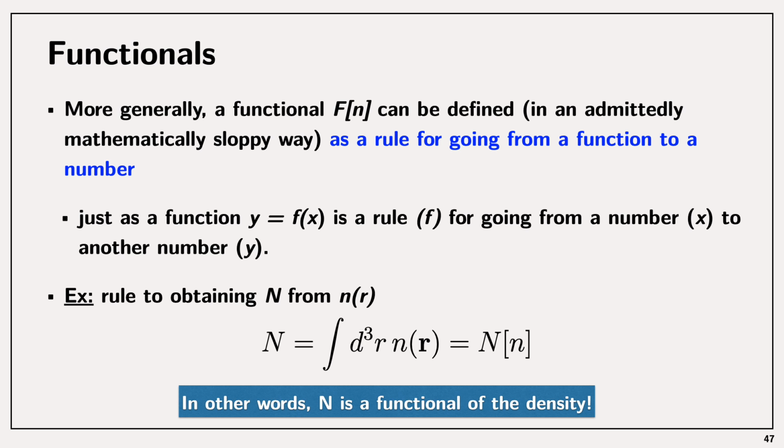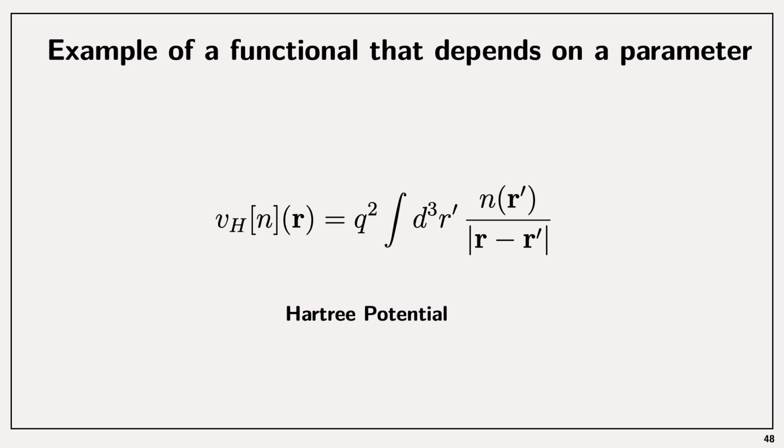Here is another example of a functional, one that we see a lot in quantum chemistry and computational materials science: the Hartree potential. We have a pretty good intuitive idea that this potential is the electrostatic interaction between a point charge and a density of charge, n. You can imagine that the charge interacts with those small elements of charge all over the space.